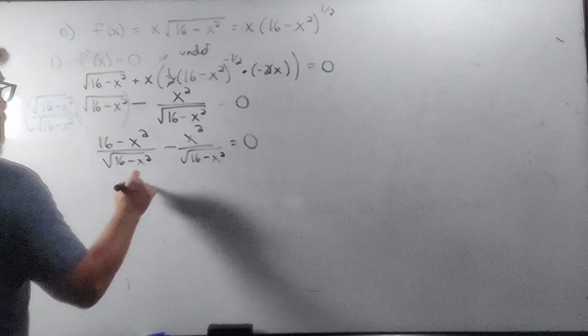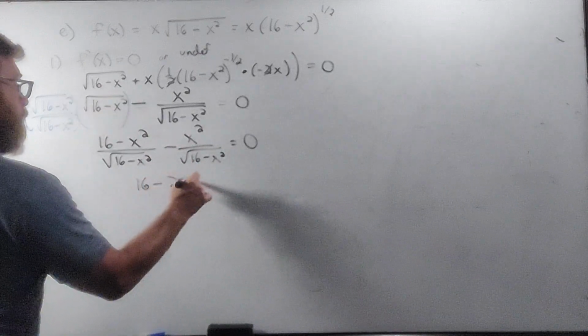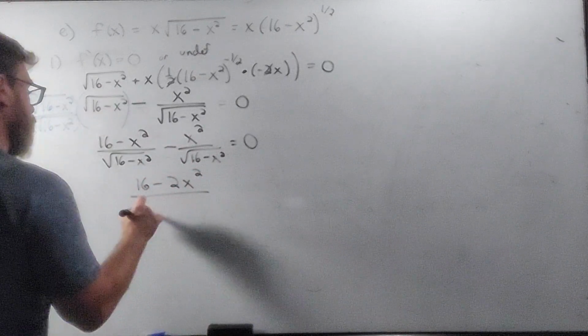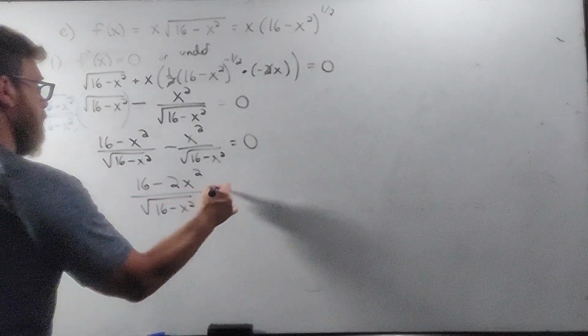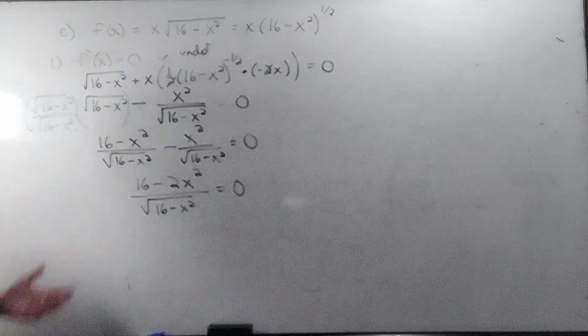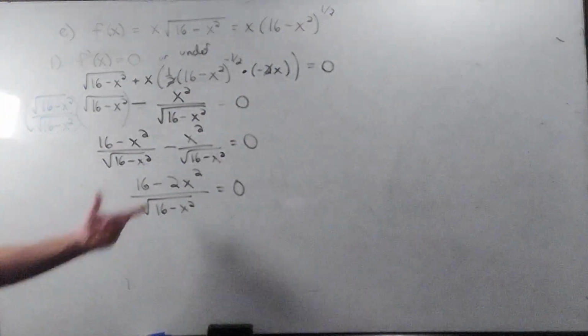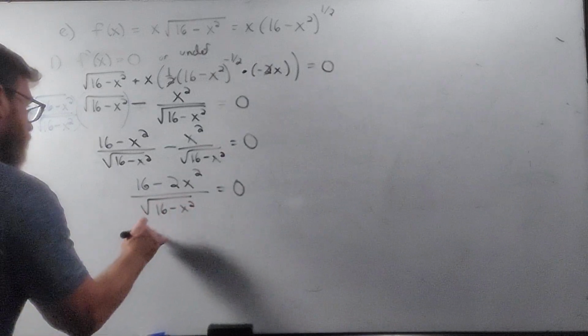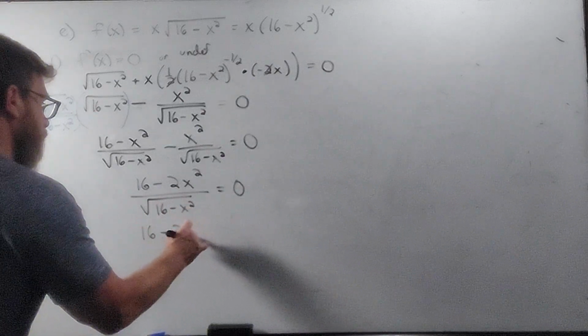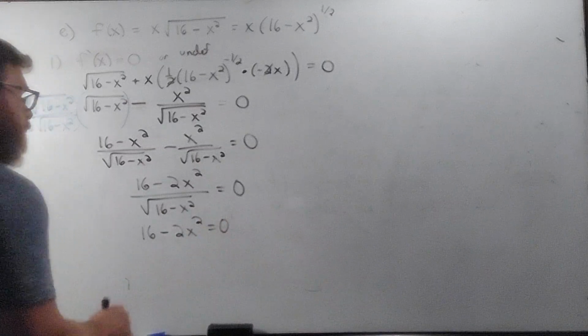I'm going to get 2 of those, so this is going to be 16 minus 2x squared all over the square root of 16 minus x squared. Now, when I'm setting this equal to 0, I know that this is what happens when the numerator is 0. That's how I get a 0 fraction. So this is when 16 minus 2x squared is equal to 0.